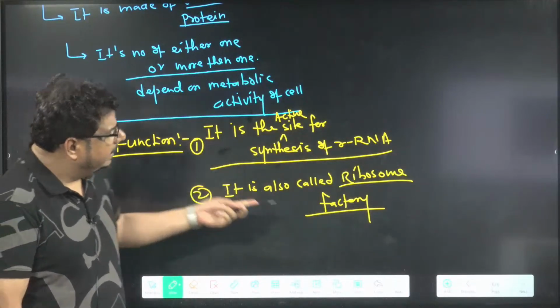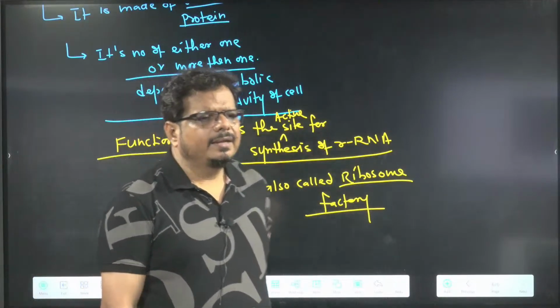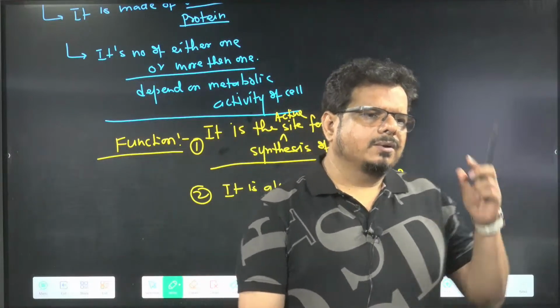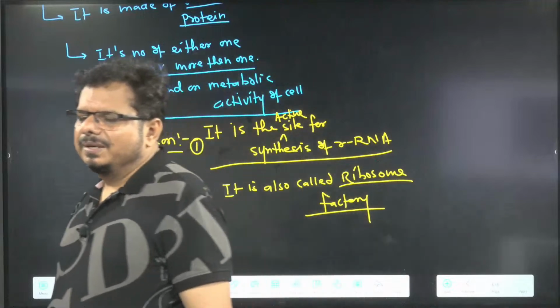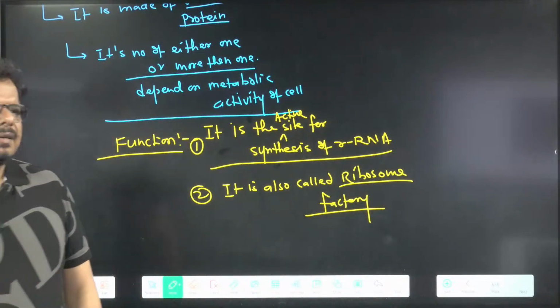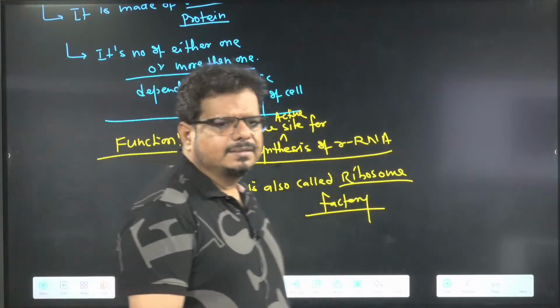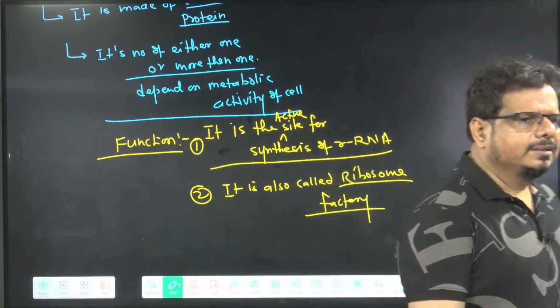But I added a line. It is also called which factory? Ribosome factory, because ribosomes get assembled at this place. Who gets assembled at this place? Ribosomes get assembled at this place. Did understanding come in the mind or not?